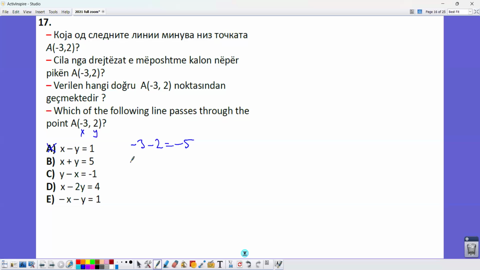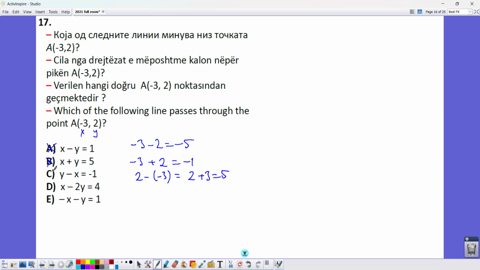Then in the second one, I have minus 3 plus 2 is equal to, what is minus 3 plus 2? Minus 1. It's not 5. Also, this one is not working. Then C: y minus x, y is 2, 2 minus, then our x is negative, minus minus. So this one will become 2 plus 3, which is 5.